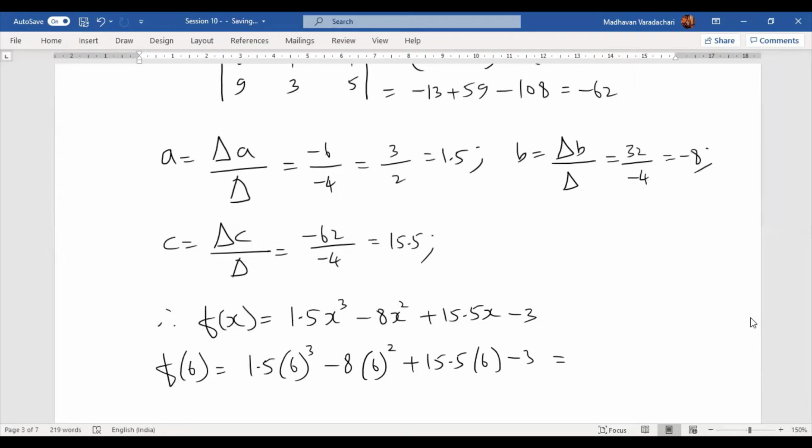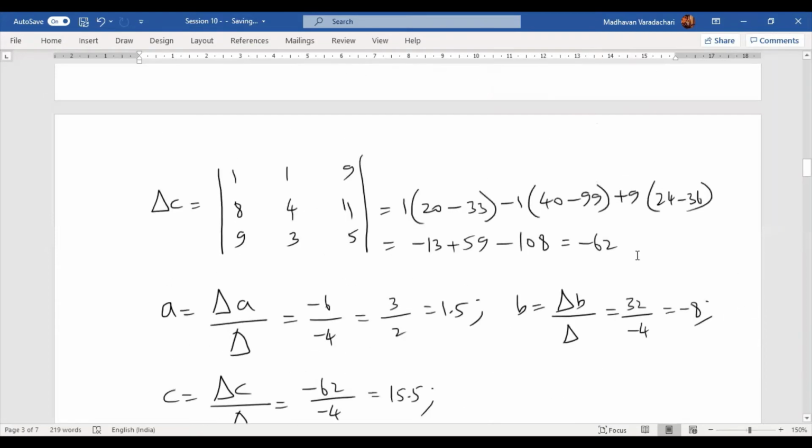So 6 into 6 to the power of 3, that is 216, multiplied by 1.5, we get 324. Then 36 into 8, we get 288, so minus 288. Then this is 15.5 into 6, which is 93, plus 93, minus 3. So how much is it? You get 126. That is your desired value of f of 6.